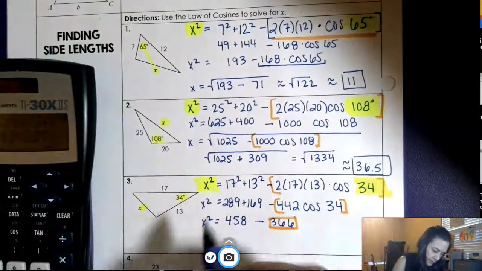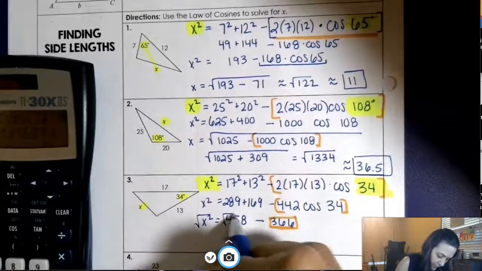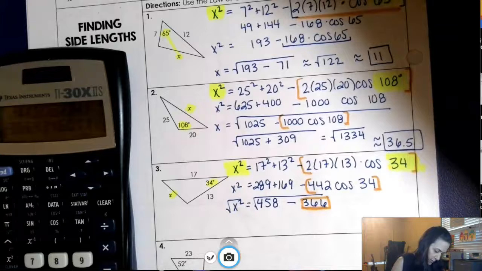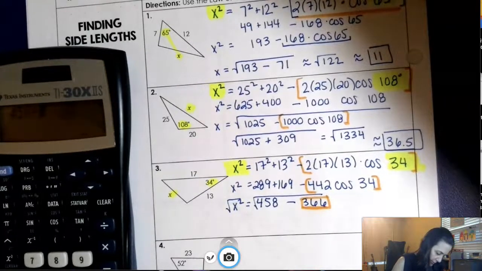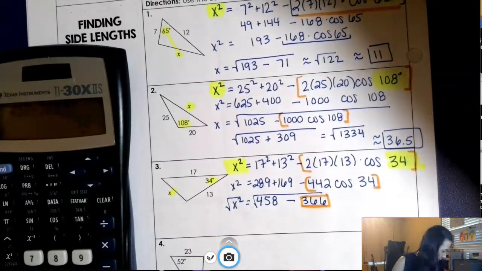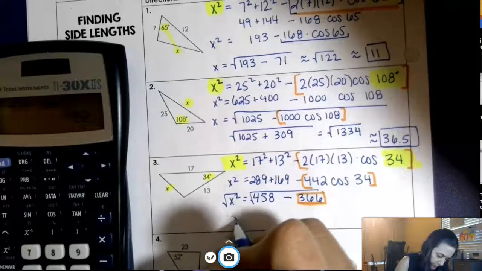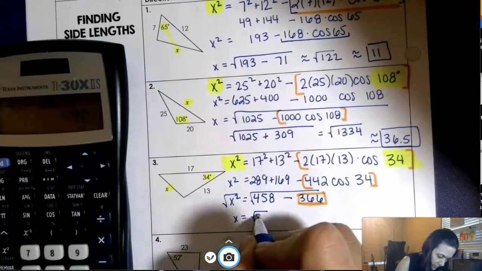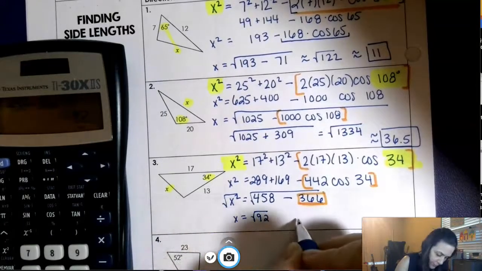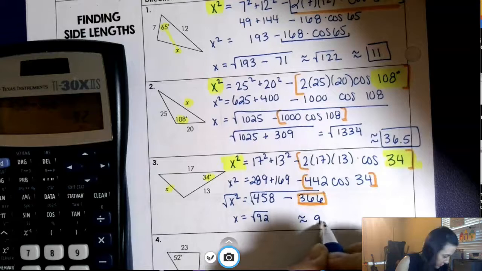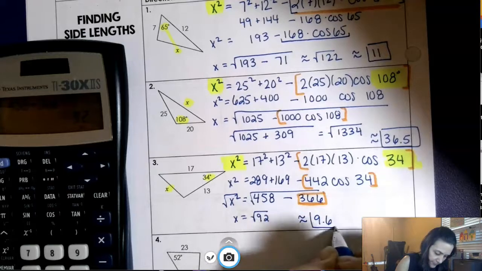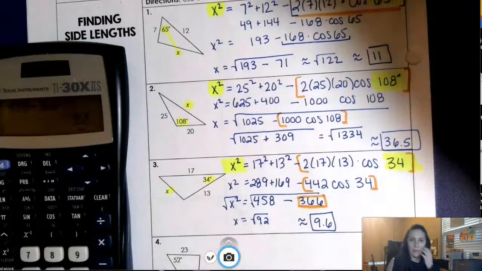Okay, we're going to have to square root these when we simplify. So 458 minus 366, I get about 92. Square root of 92, which is approximately 9.6. So there we go.